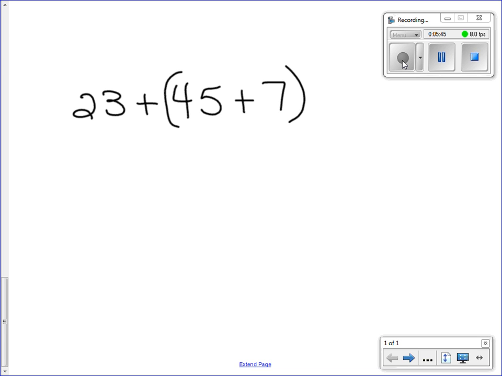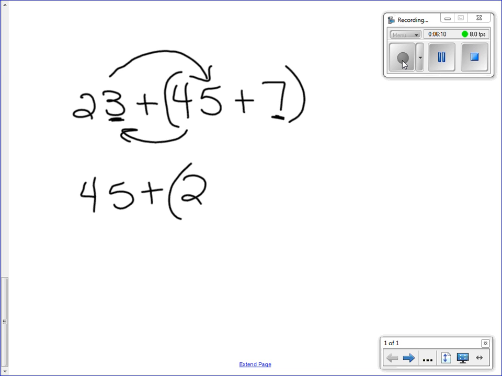To work this out in my head might be a little bit difficult, but I can use the commutative property where I move the numbers around to make it easier to do in my head. I can look at this and see that 3 and 7 makes a 10. So I'm going to switch the 45 and the 23 around. So I'm going to make it 45 plus 23 plus 7.